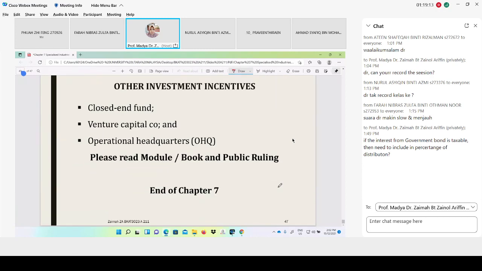Okay, you have some more actually. You have investment incentive, closed end fund, venture capital company. Okay, please read your module or your book in public ruling. So we end our chapter for chapter 7. So any question?